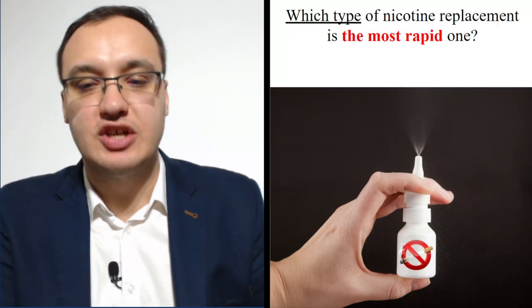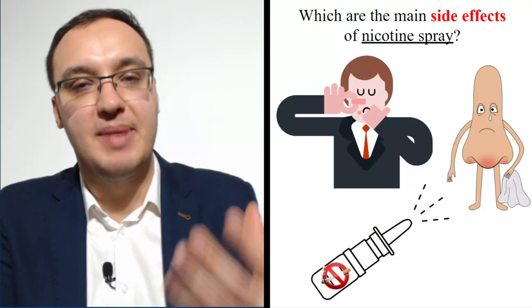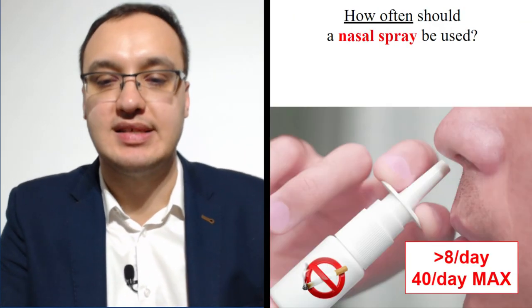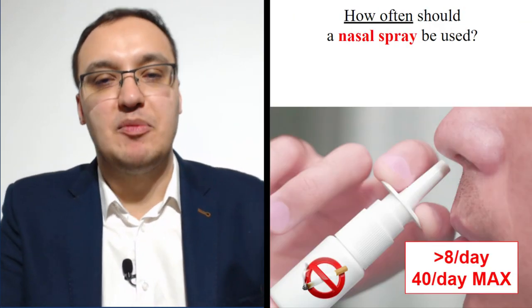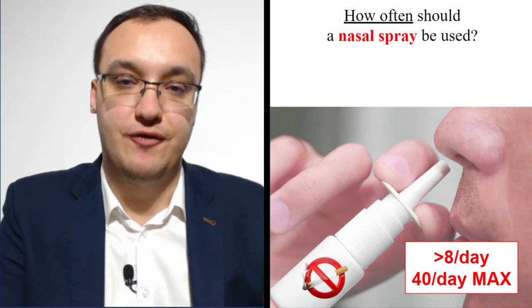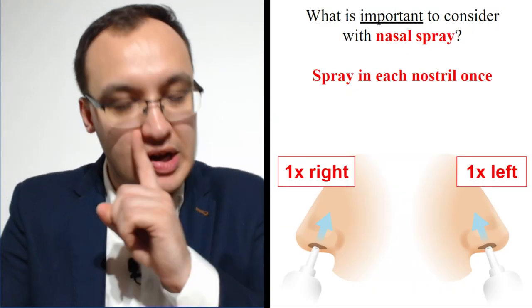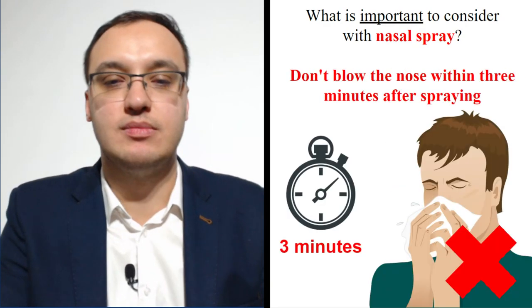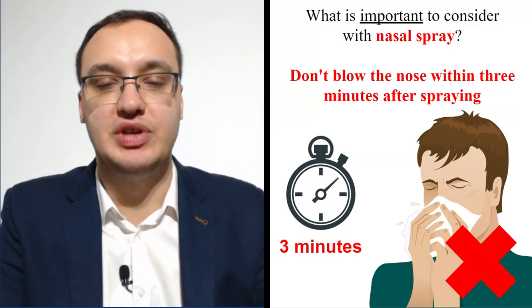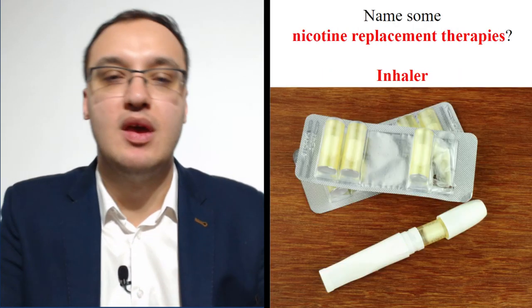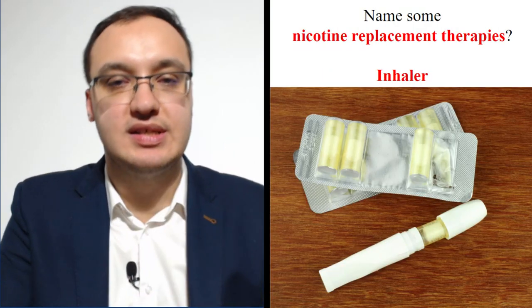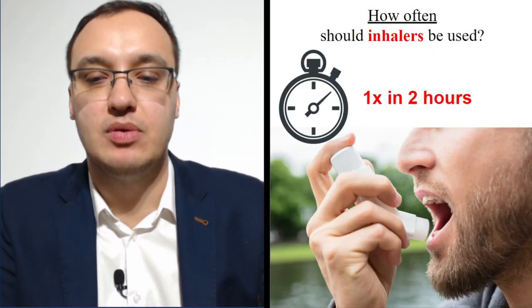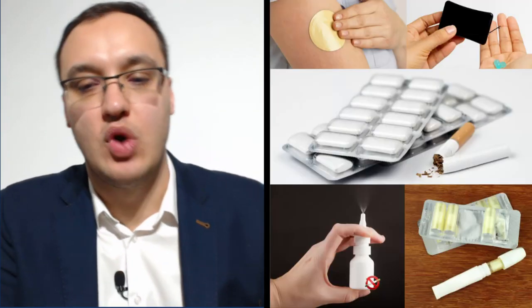Nasal spray is the quickest one, as we said, the most rapid one, but the side effect, of course, here is that you get some irritation in your nose. That's it. So more than 8 times per day, but not more than 40 per day. 1 spray in each nostril. Don't sniff while you do this, and don't blow your nose within 3 minutes after spraying it. Inhaler, this is convenient because it feels like you're smoking, and this is convenient for most of the people. 1 time every 2 hours.